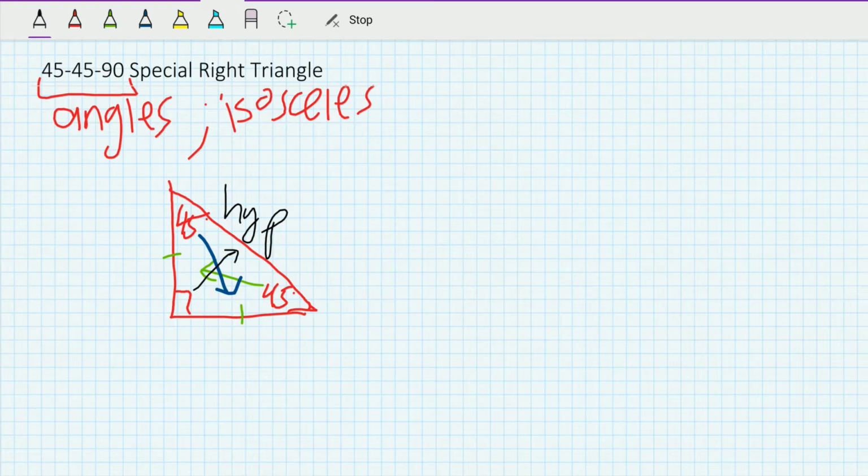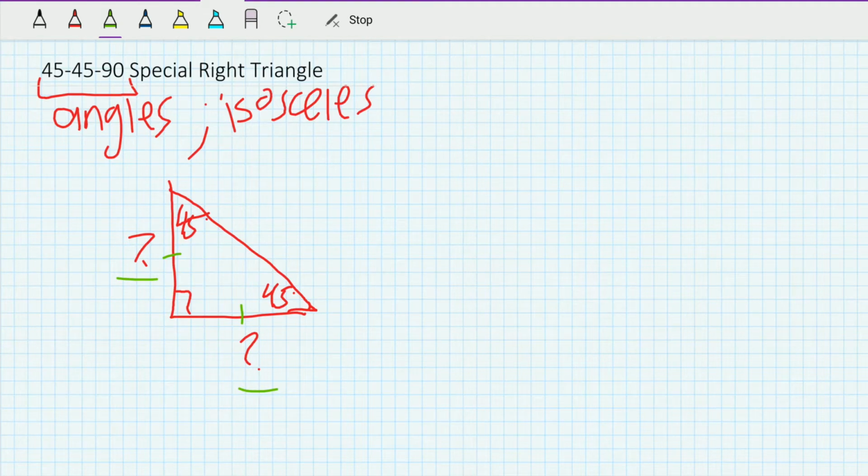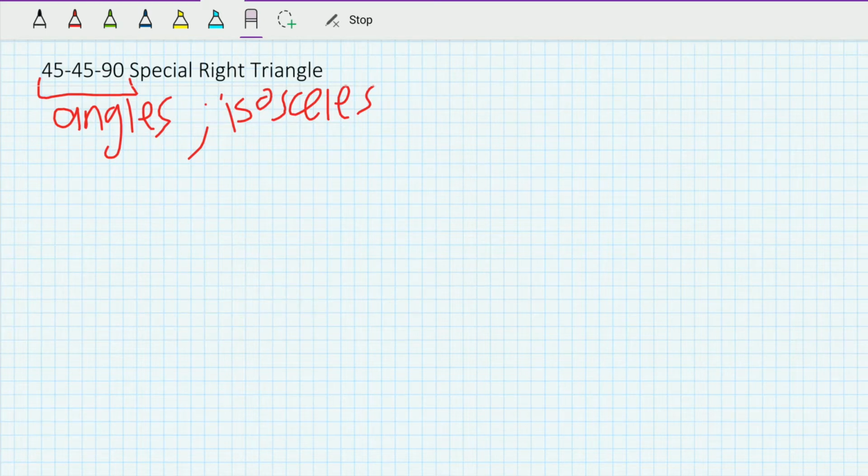One quick thing I do want to talk about here is where the rules come from, because there are relationships between this side and this side and this side. Obviously you should already know the relationship between these two sides: they're congruent because it's an isosceles. But now let me tell you how to get to the pattern without just straight up telling you. What I want you to do is think about a square.